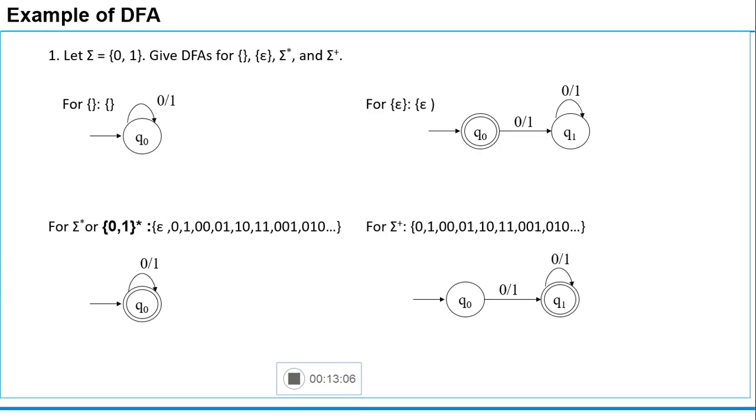But in the case of this summation plus, what is going to happen? The first thing itself, it has to read either 0 or 1. So you start from q naught. In the first step, it will read 0 or 1, and it will move on to q1, which is the accepting state. After that, you can read n number of zeros and n number of ones, based upon the possibilities. So this is how the small examples have been explained.